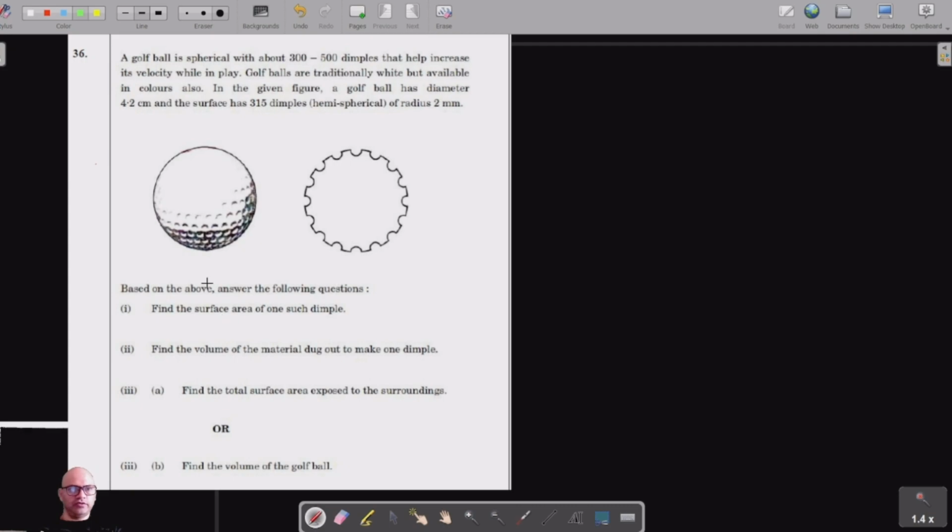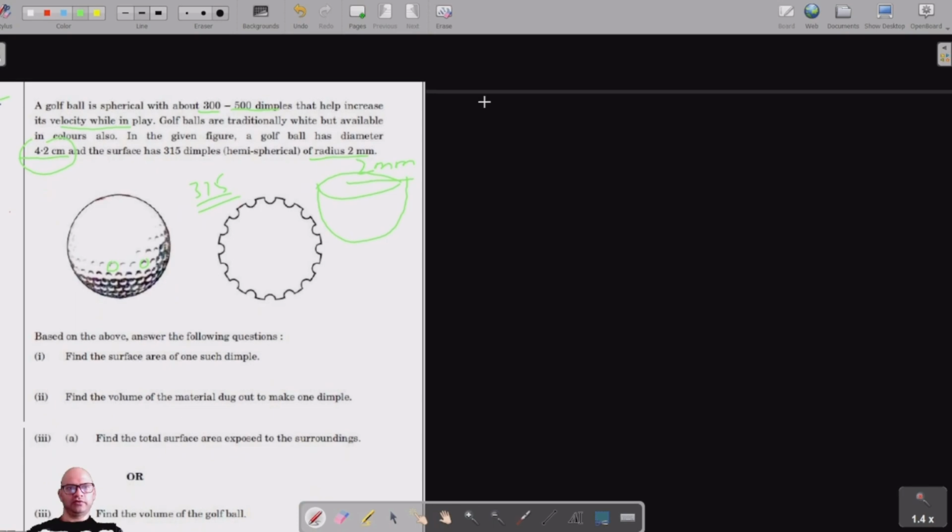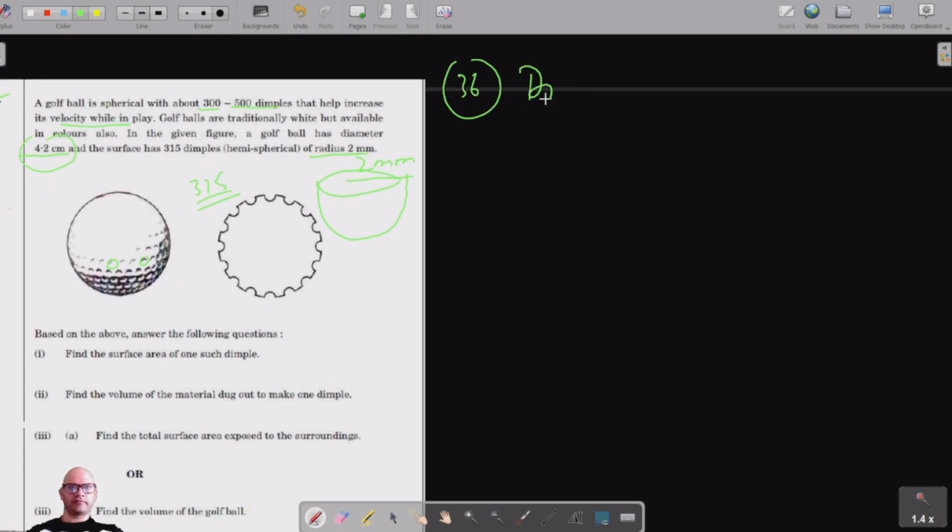For question number 36, it's given that a golf ball is spherical in shape, has about 300 to 500 dimples that have increased its velocity while in play. And these are the dimples which are hemispherical in shape. There are a total of 315 dimples which are hemispherical in shape and have a radius of 2 mm. And the golf ball has a diameter of 4.2 centimeter. So this is question number 36.